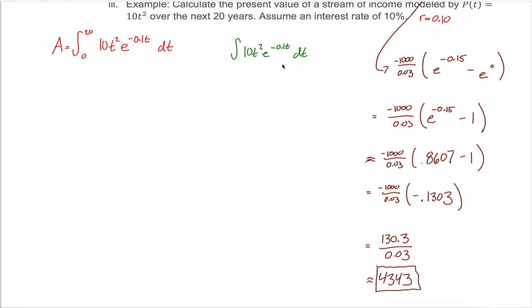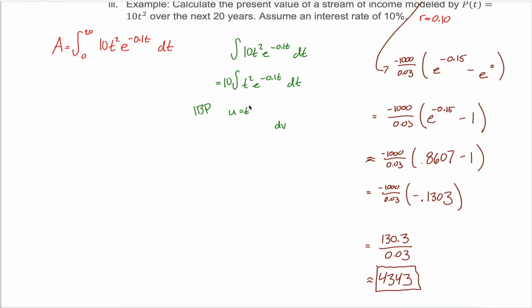You might remember that there's one of the tables in the back of the book that will evaluate this for you, but rather than try to pull up the book, I'd use integration by parts on this. First, I'd pull the 10 out in front, and I'd say it's 10 times the integral of t squared e to the negative 0.1t dt. And then if I'm going to use integration by parts, I've got to think about what should u be and what should dv be equal to.